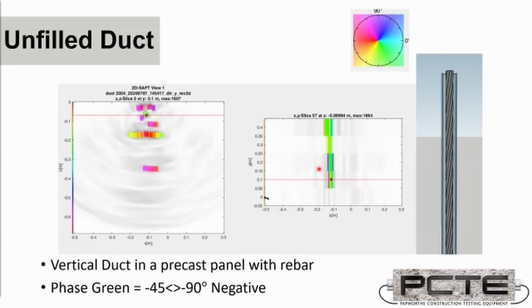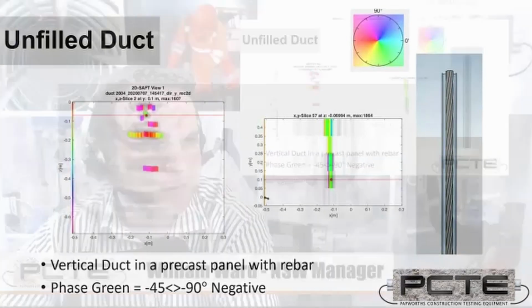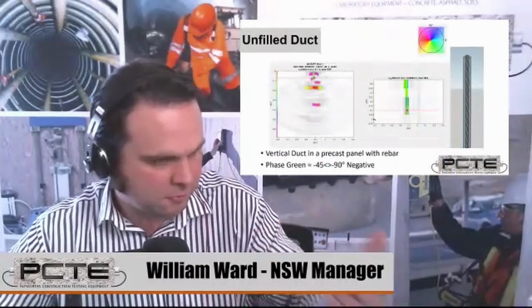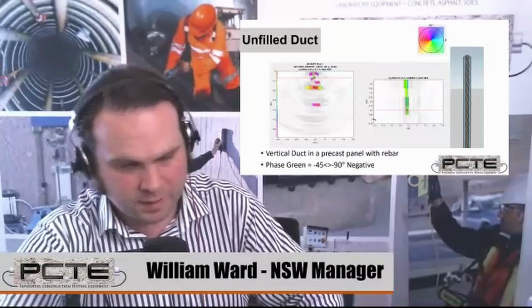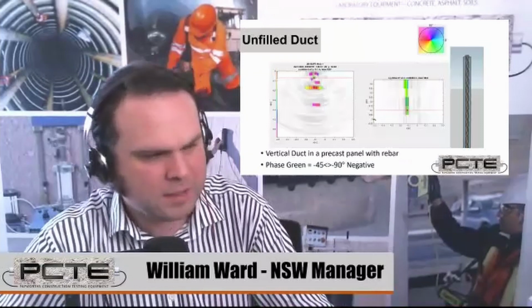On a duct which has had no grout pumped in at all, we are now moving to a green reflection, seen here, indicating a minus 45 to minus 90 negative phase. So we can see in that case study, we've correctly differentiated grouted ducts from ungrouted ducts, both with rebar inside, based upon the phase of the reflection.